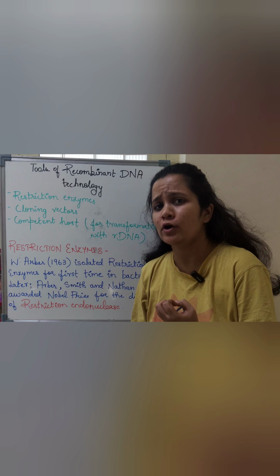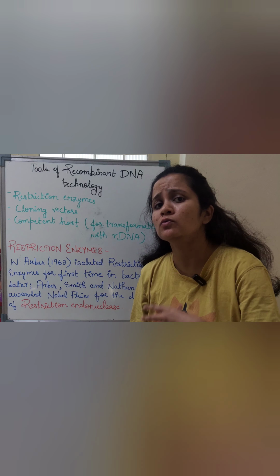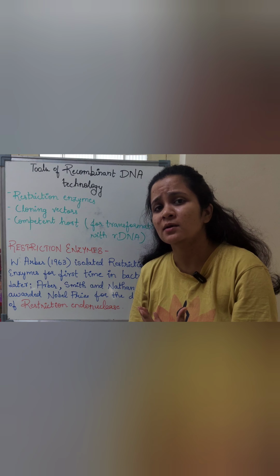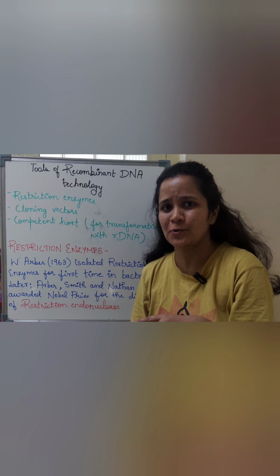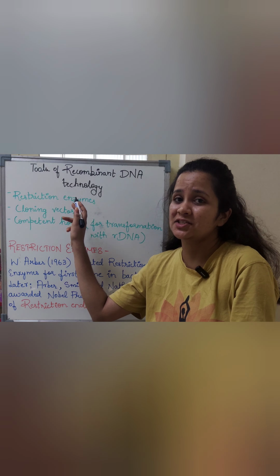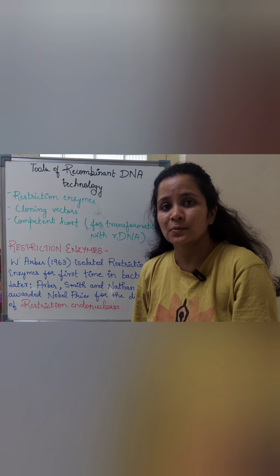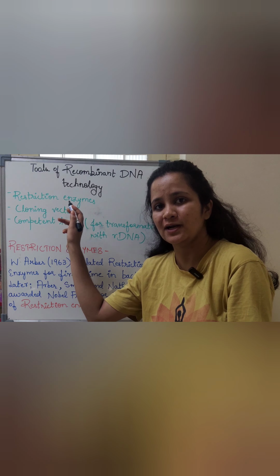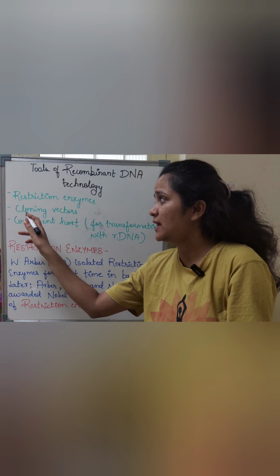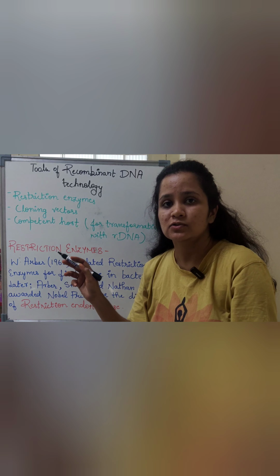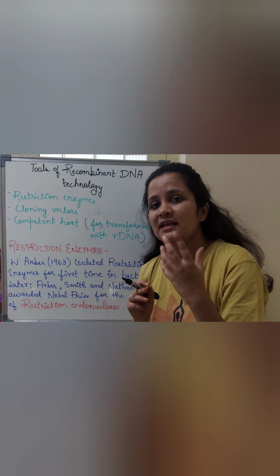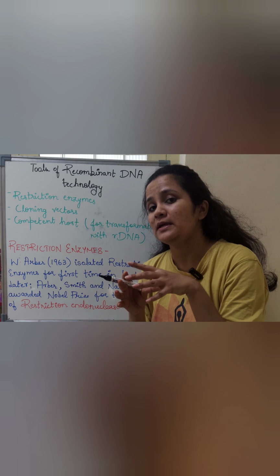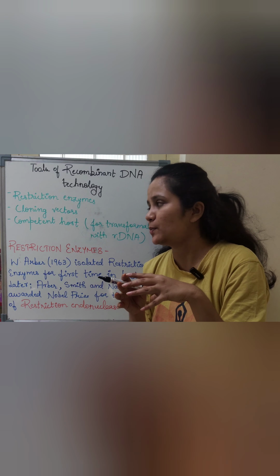The next topic that we are going to study is tools of recombinant DNA technology. What are the important tools that are required to create a recombinant DNA molecule and insert it into the host? So we need restriction enzymes. You know very well, to cut DNA at specific locations, we need these enzymes called restriction enzymes. Then we need cloning vectors. After the alien DNA is cut, it has to be inserted into cloning vectors.